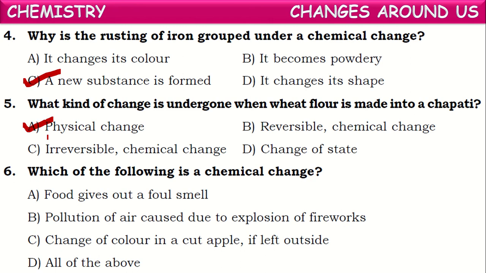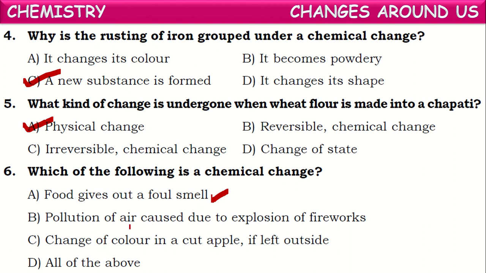Next, which of the following is a chemical change? Observe that certain changes are mentioned here. Identify the change which is chemical. Here, food gives out a foul smell. Why do foods give a foul smell? When they are rotten or decomposed, food items give a bad smell. It means they have undergone certain chemical changes. By undergoing chemical changes, food items become spoiled and give a foul smell. So that comes under chemical change.